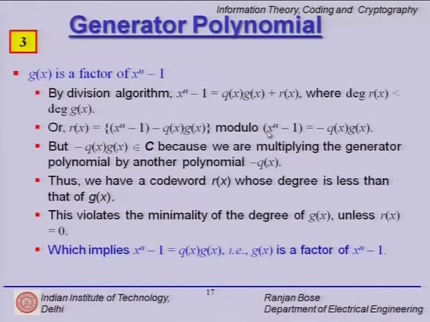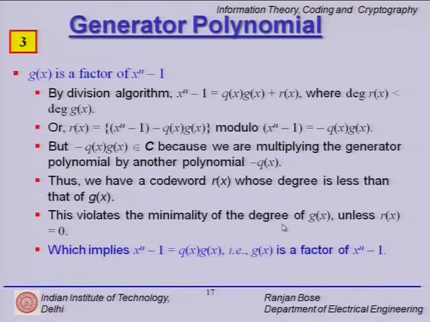But if you take it, it comes out to be minus q(x) g(x). But please note, q(x) is a polynomial, so minus q(x) is also a polynomial. So if you multiply it with g(x), we also end up getting another valid code word polynomial, hence it is an element of C. But then we have quickly generated a code word r(x) whose degree is less than that of g(x) by this, right.